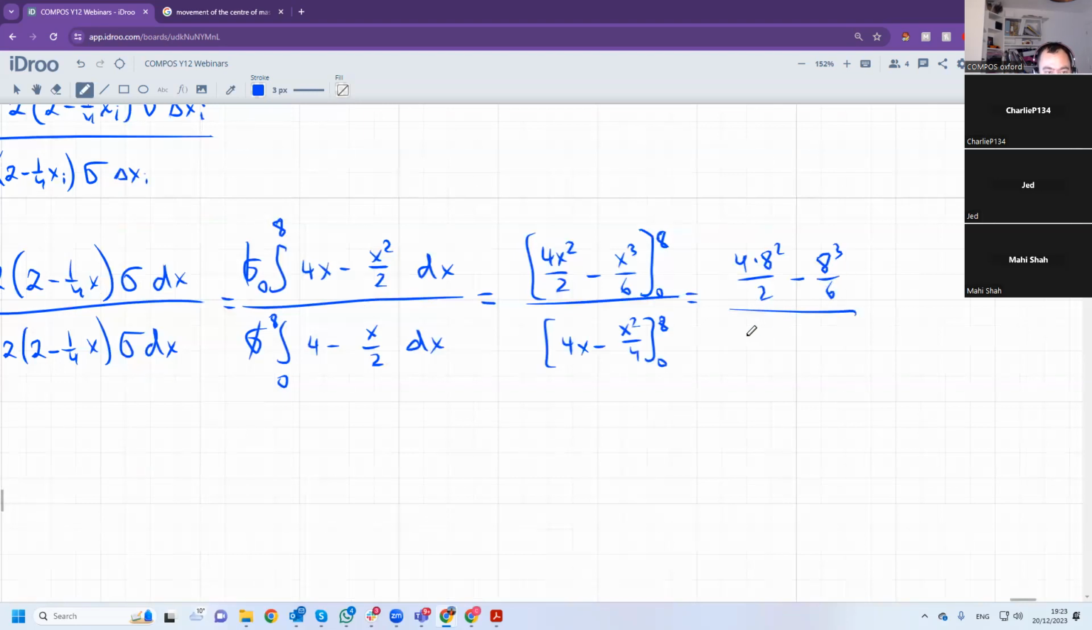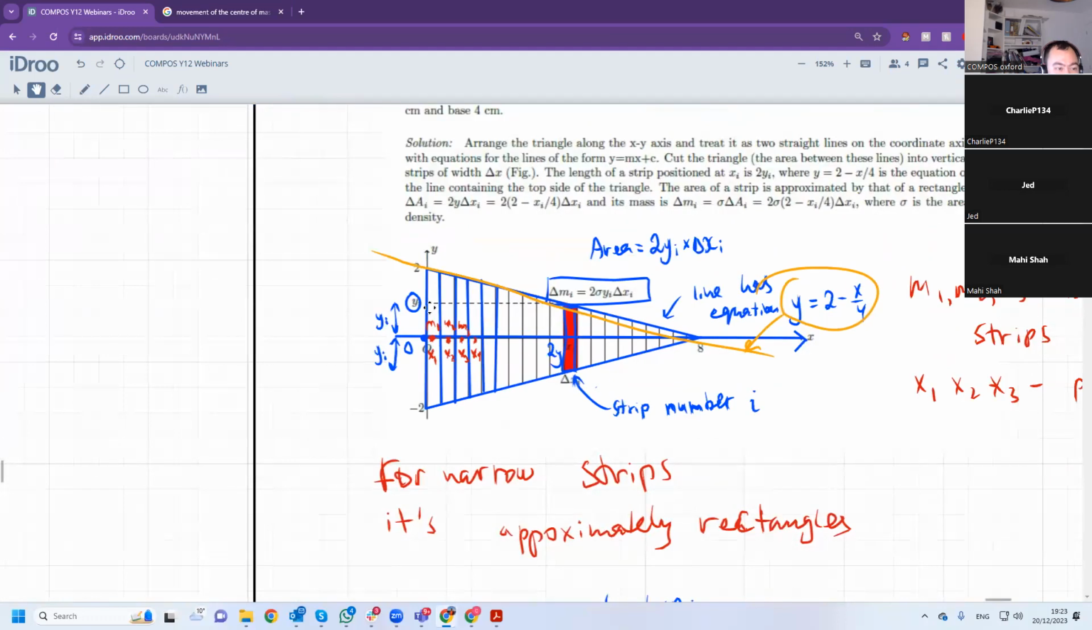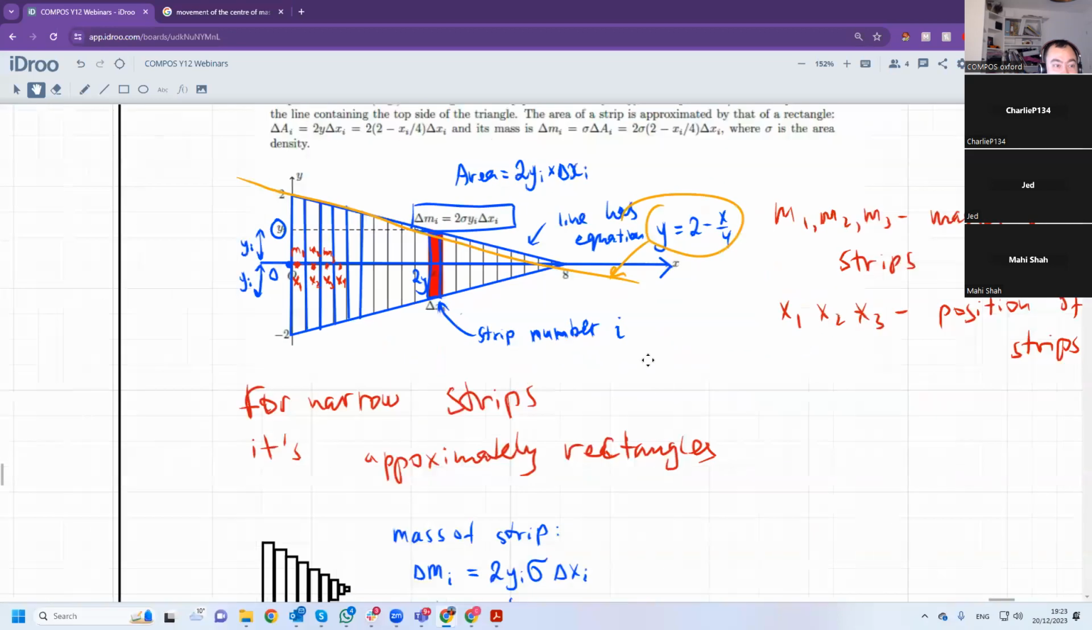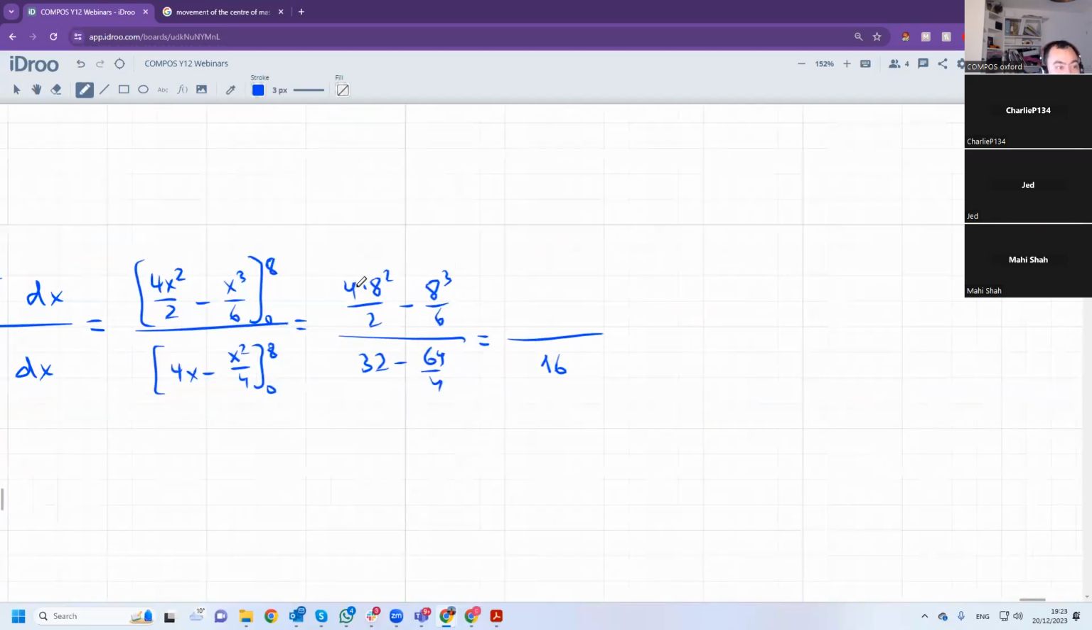I wonder if I messed up somewhere. For the bottom: 32 minus 64 over 4, that's 32 minus 16, 16. So the area of the triangle should be 16. Let's check. It's half base times height. Base is 4, height is 8. Half base times height is in fact 16. So, okay, at least the bottom one is not messed up.